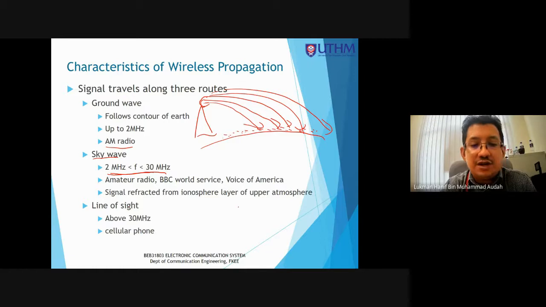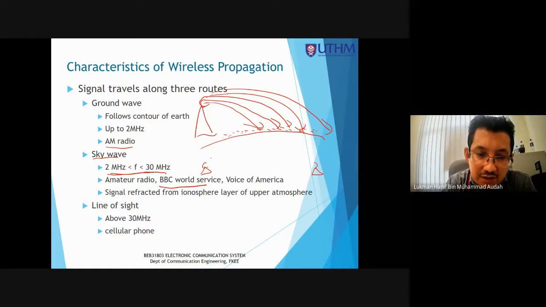Signal reflected from ionospheric layer of upper ionospheric. So you see that this one is for us to transmit signal at longer distance. Okay, so longer distance to different countries, for example. So you see that kita masih boleh dengar BBC radio, BBC radio daripada UK.